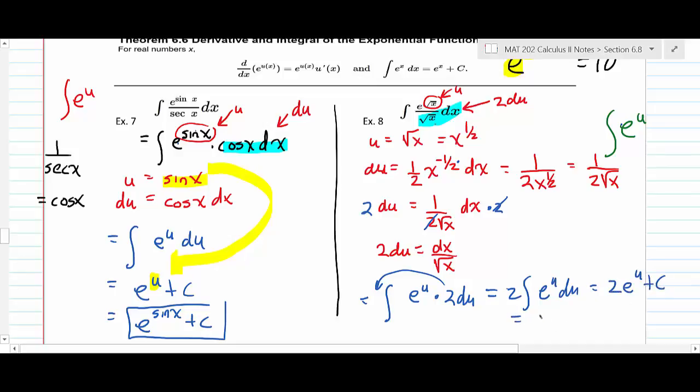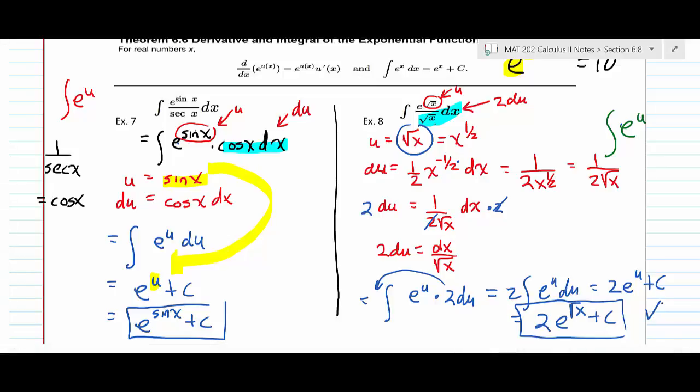So the final answer of the problem is 2e to the square root of x plus c. And then that would check out easily if you differentiated it. Okay, so those aren't too bad. The thing that you kind of learn to look for is if you have e to a power in an integral, that's generally what you think about: let u be that exponent so you turn it into an e to the u integral.